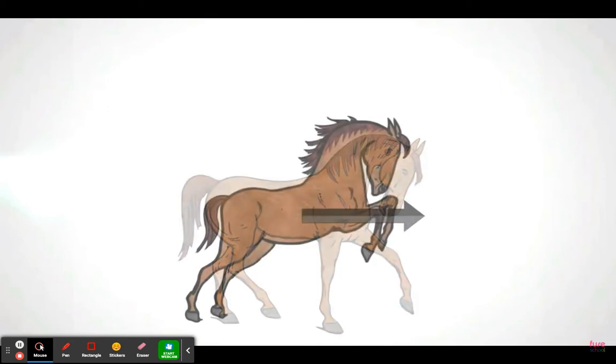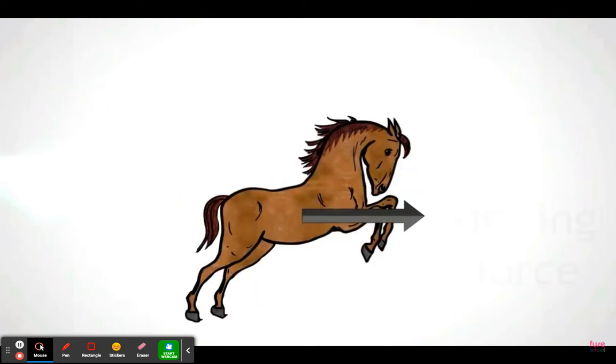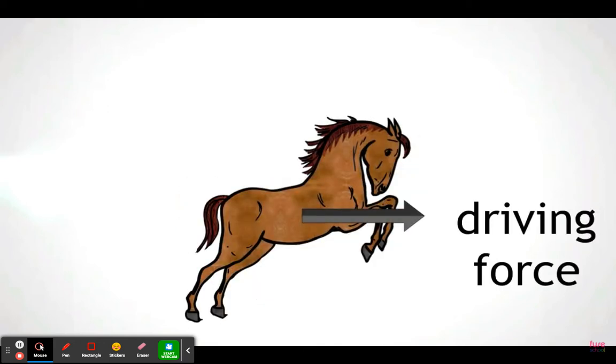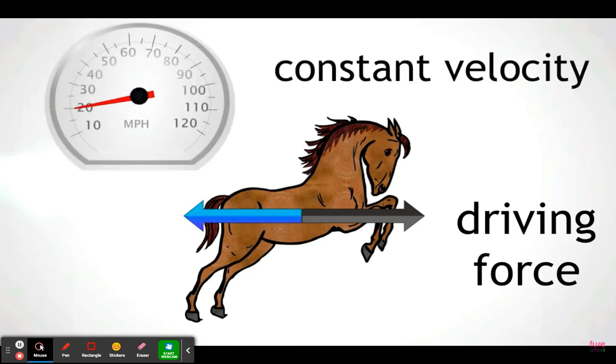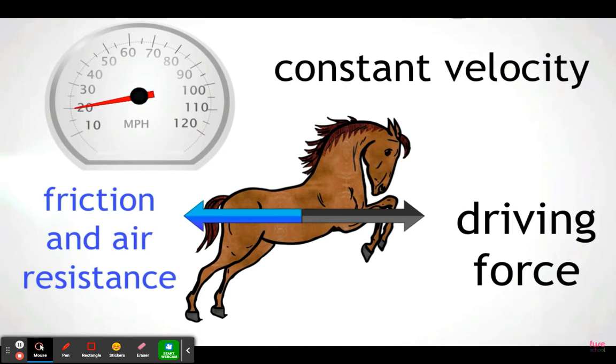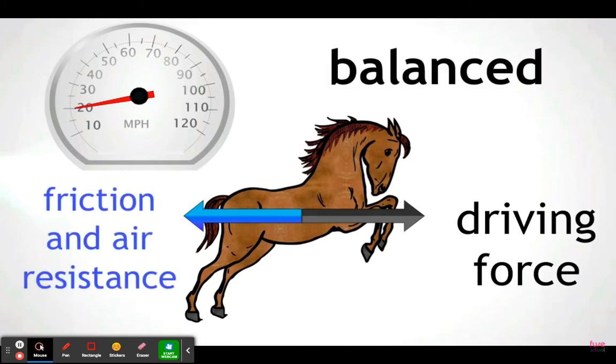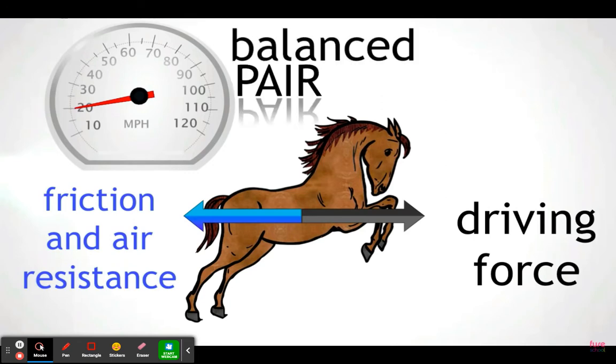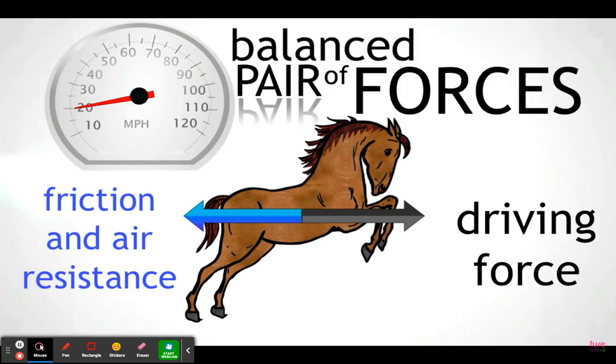The horse is moving forward, and therefore there must be a driving force from the horse's legs. The driving force, though, is opposed by the forces trying to slow the horse down, and if the horse is travelling at a constant velocity, the force of friction and air resistance are equal in size but opposite in direction to the driving force. The driving force is now balanced by friction and air resistance, a balanced pair of forces, and the horse now travels at a constant velocity.